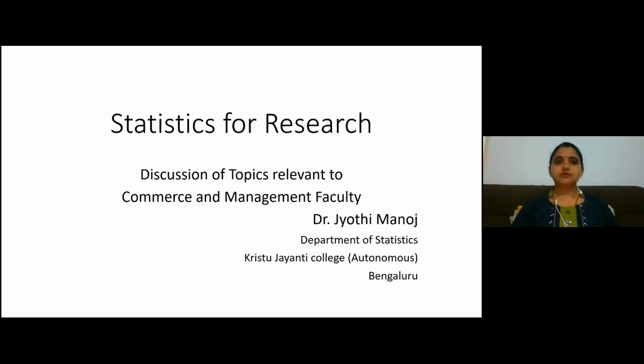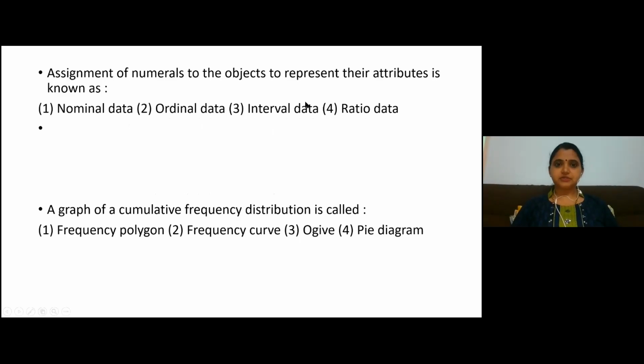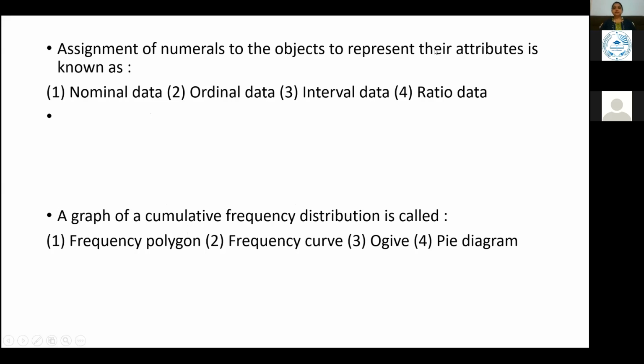So let me proceed with the discussion. The first question, which was asked very recently: assignment of numerals to the objects to represent their attributes is known as nominal data, ordinal data, interval data, or ratio scale. What is that data where objects are assigned numeric values? Excellent. Yeah, that's correct, Dr. Divya. That's called nominal data.